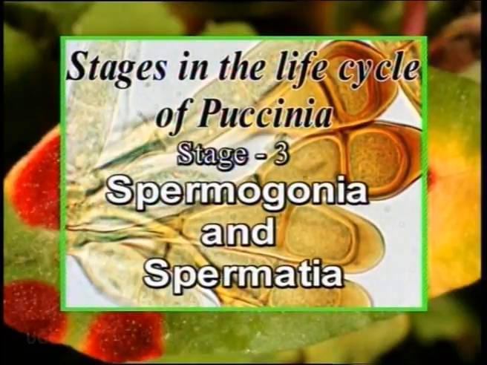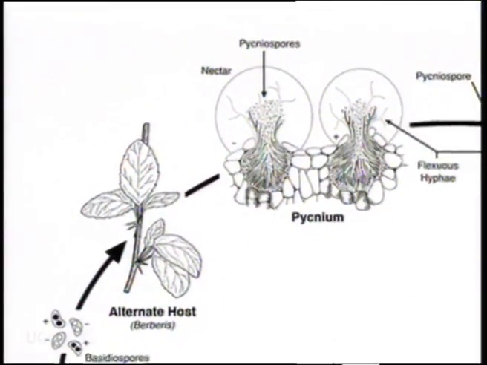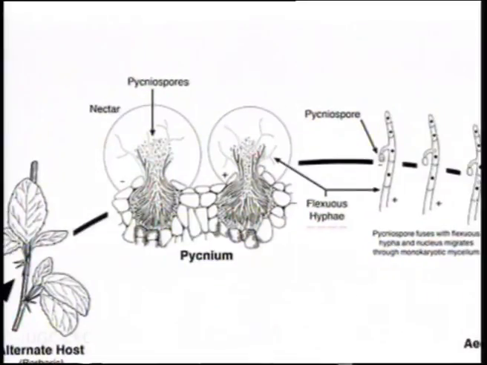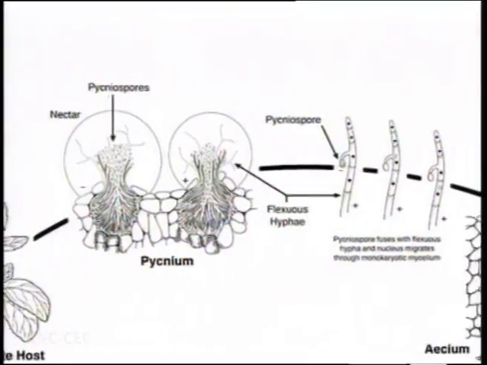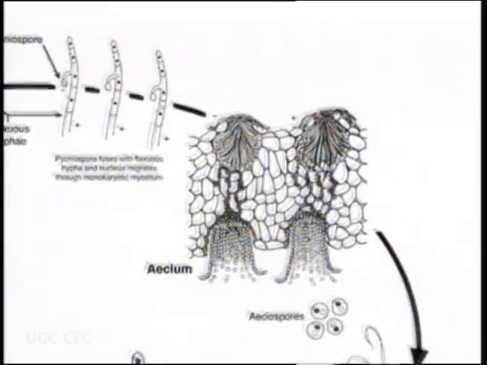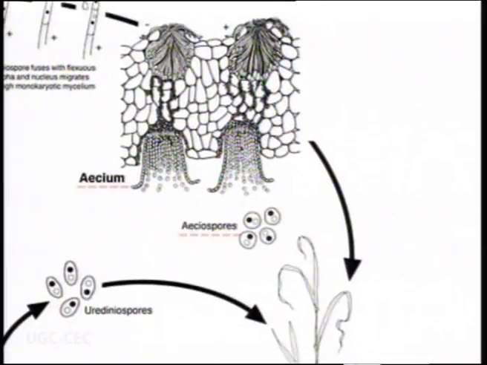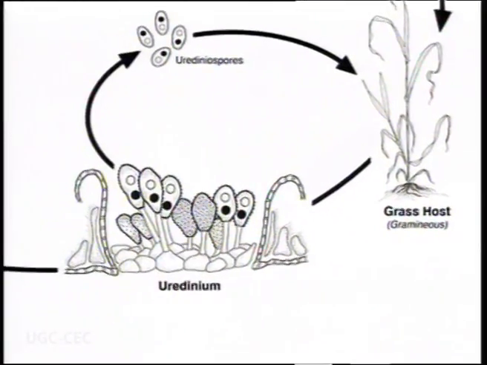Stage 3, Spermogonia, bearing spermatia, which are haploid, and receptive hyphae, again uninucleate. Stage 4, Aecia, bearing aeciospores, which are dikaryotic. Five stages will be discussed.